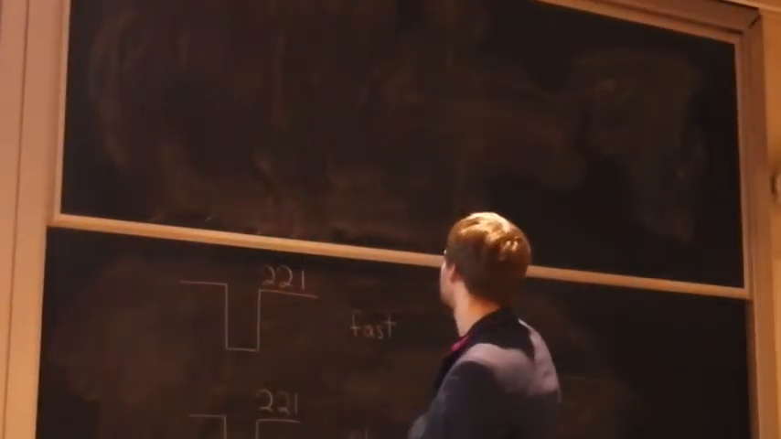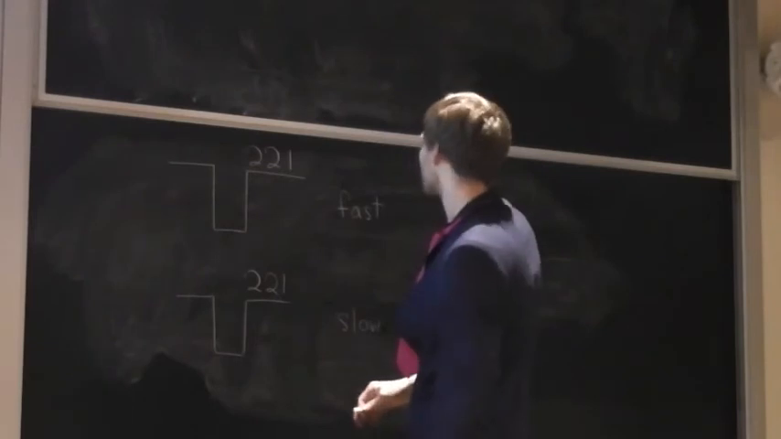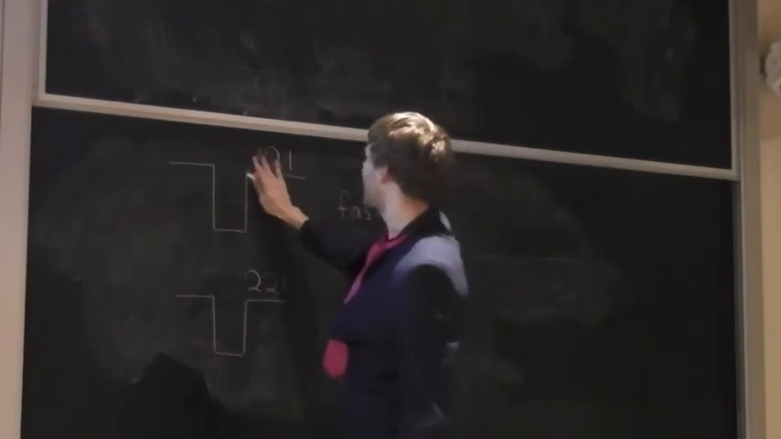So we can look at trying to sort 221 with fast and also with slow. And what's going to happen here, if I do this, is with fast, 2 will go into the stack.